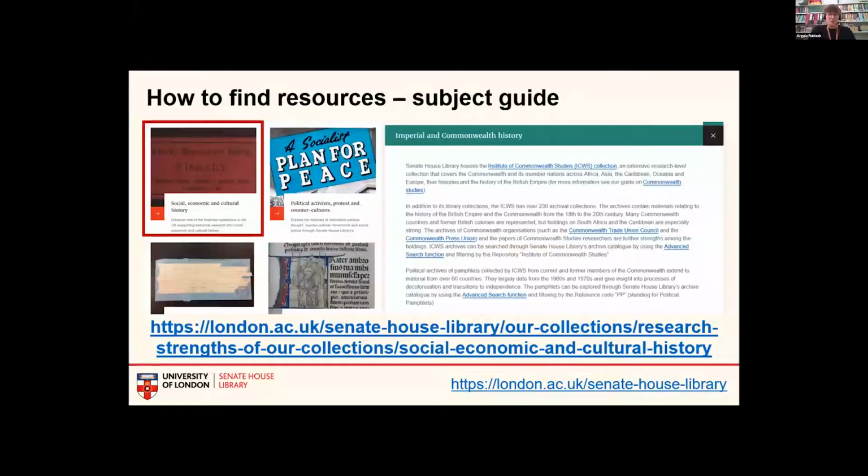Further down the page, you'll also see a list of individual subject guides for more granular subject areas, and one of them is the Imperial and Commonwealth History Guide. The guide also includes, like in this presentation, overviews of both collections combined. So if you want to follow up on anything I have just outlined, that's where everything will be available.